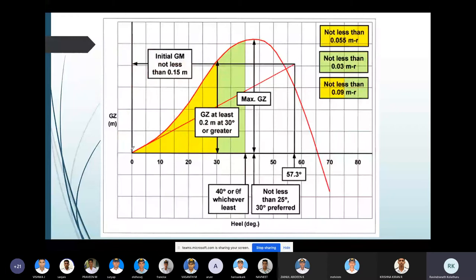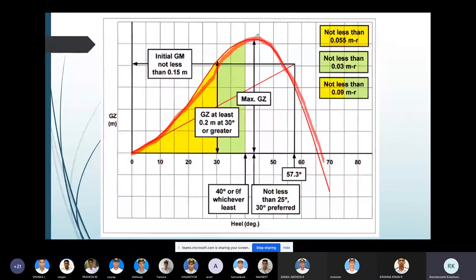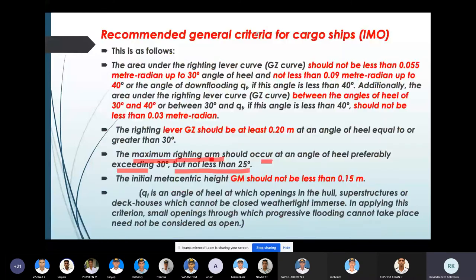Okay. So it's basically your GZ curve, or you call it the righting arm curve. What happens? It goes up, reaches a maximum value, then starts coming down. So you need to see the maximum righting arm should occur at an angle. Here we have seen that the maximum righting arm attains a peak value somewhere here. This is your peak value of the curve. That should occur at an angle of heel preferably exceeding 30 degree.